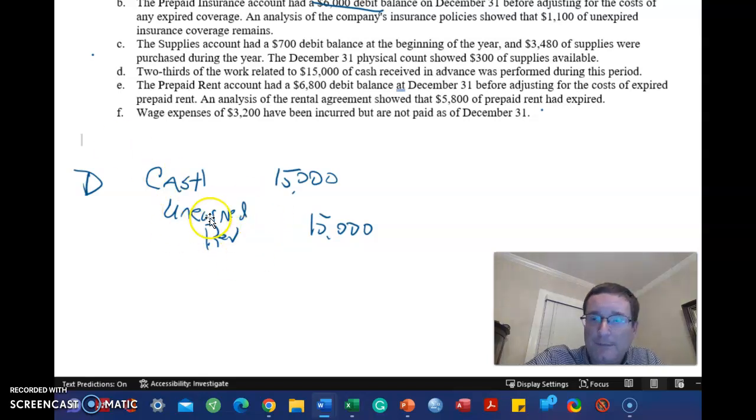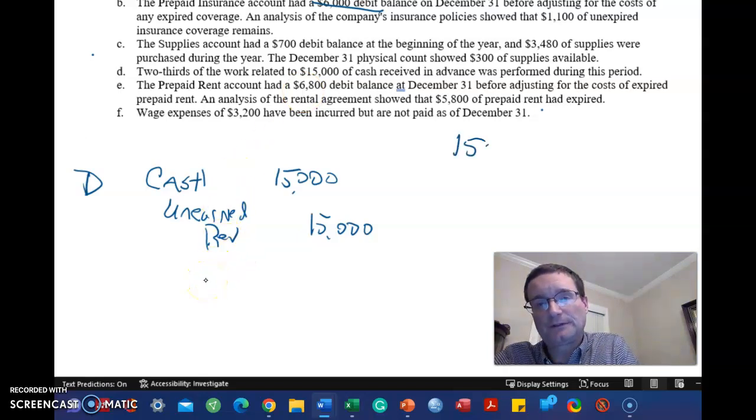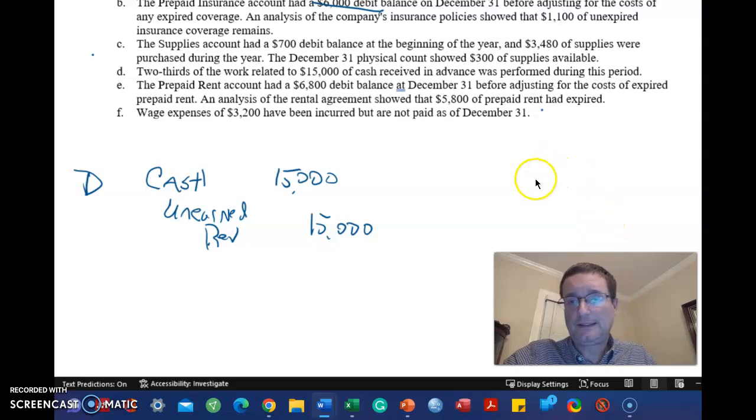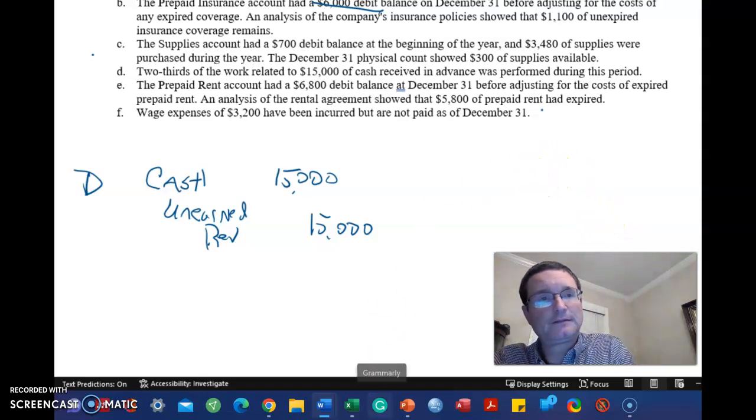Unearned revenue is a liability. Now what they're saying is two-thirds. We can divide it by 3, and one-third is 5,000, and two-thirds is 10,000, right? You can do it that way if you like. That's actually how I break it down in my head, but I think the fastest way to write it out is this. Goodness, there we go.